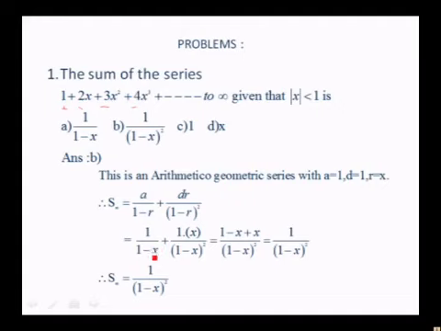So 1 over 1 minus x, and a is 1. So 1 over 1 minus x, plus 1 into x over (1 minus x) square. That is, dr over (1 minus r) square means 1 into x over (1 minus x) whole square. So if you simplify that, you get 1 over (1 minus x) whole square. So S infinity is 1 over (1 minus x) whole square. So the answer is option B.